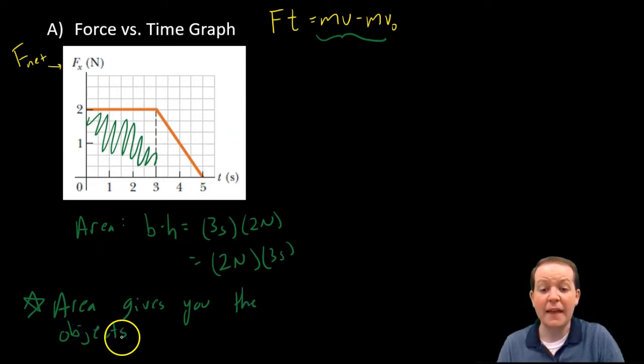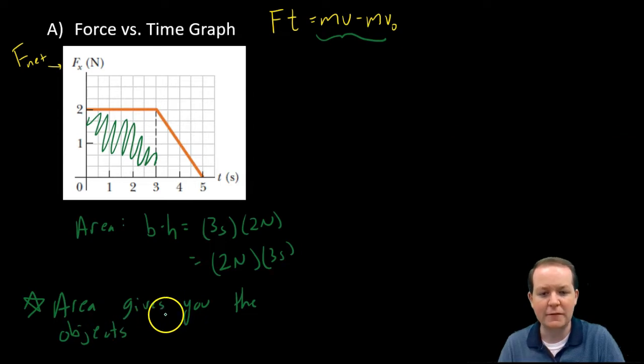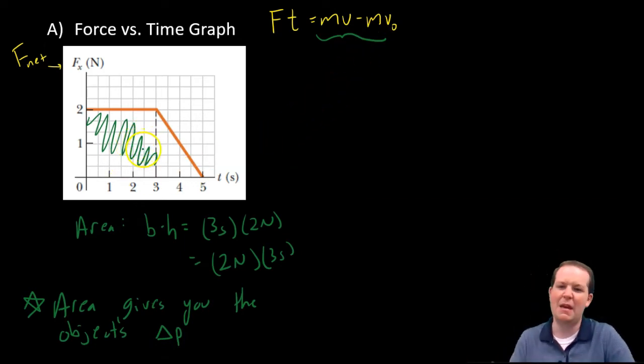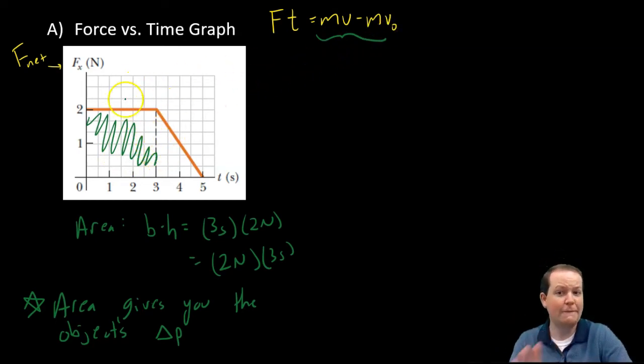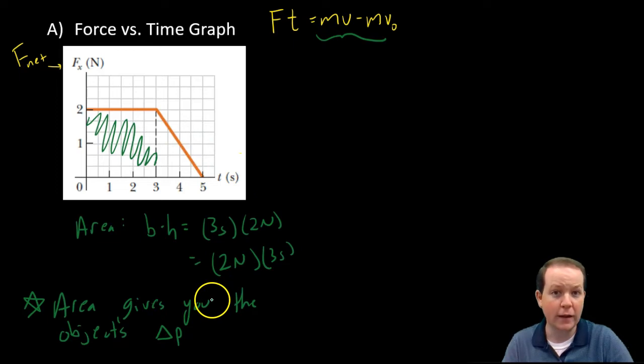That's huge, and that's pretty similar with a key difference to another graph we saw. It gives you the object's change in momentum, mv minus mv naught. So maybe if you knew the mass of the object and maybe you were told it started at rest, you could actually figure out the velocity pretty easily from this graph. This is another one of those examples where knowing this quick fact, that on force versus time graphs the area gives you a change in momentum, gives you a powerful tool at your disposal.